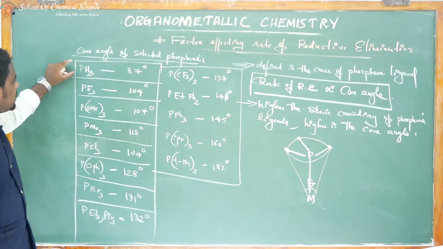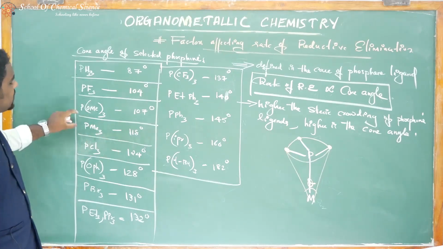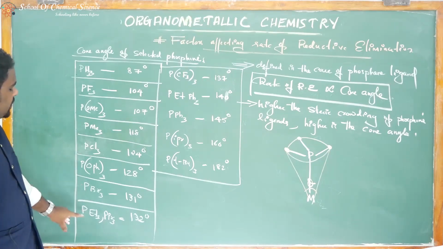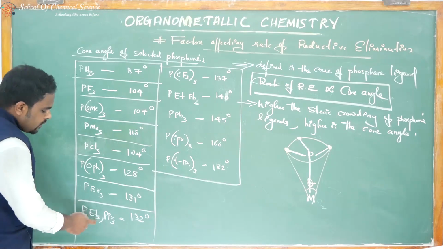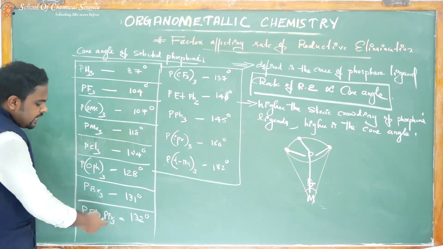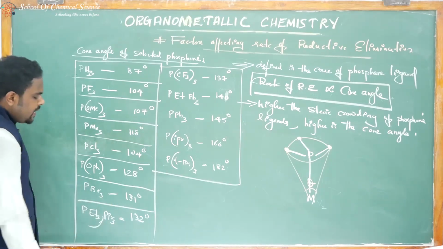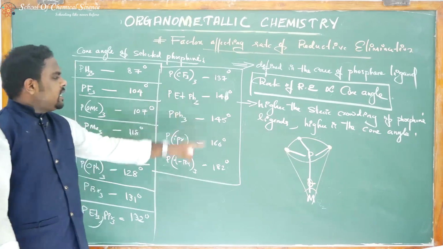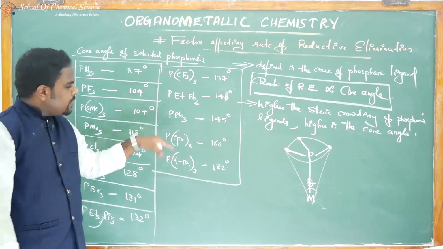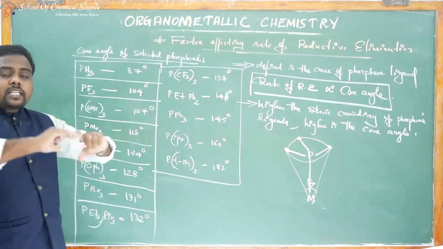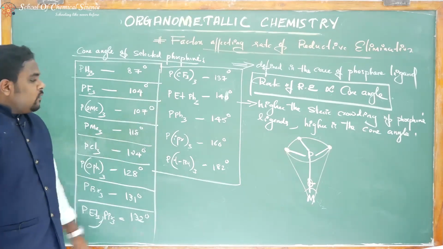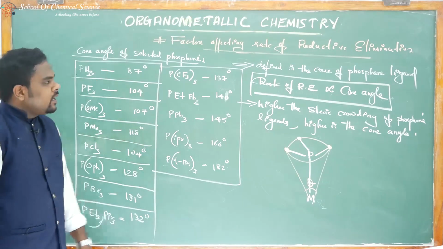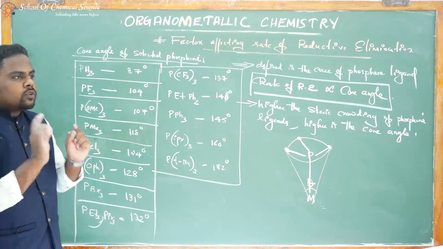So PH3 is 87, then PF3, P(OMe)3, PMe3, PCl3, P(OPh)3, PBr3, PEt3, then PR3 (R is propyl), then PCF3, PEtPh2, PEt2Ph, then PPh3, isopropyl. Tertiary butyl is the bulkiest, with a 182 degree cone angle, so a very high rate of reductive elimination. I think you got the concept.